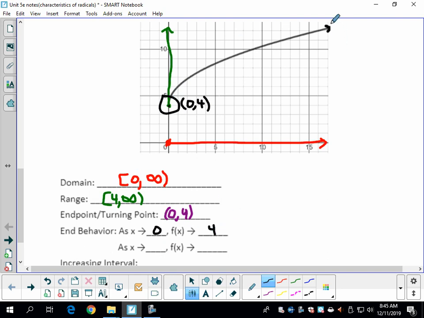To the right here, the right side of the graph, we have as x goes to, and that'll continue to go to the right forever, to infinity. And what's happening as it goes to the right forever? Well, it'll continually go up forever too. So it'll go to positive infinity.